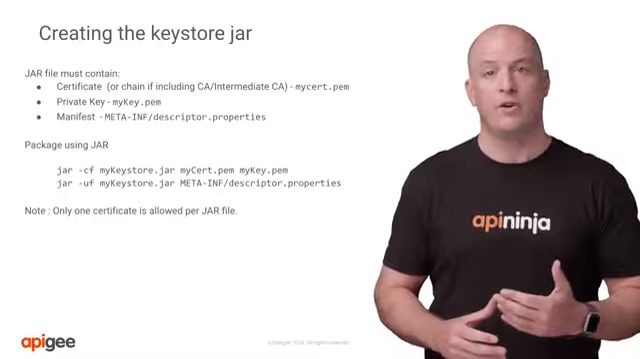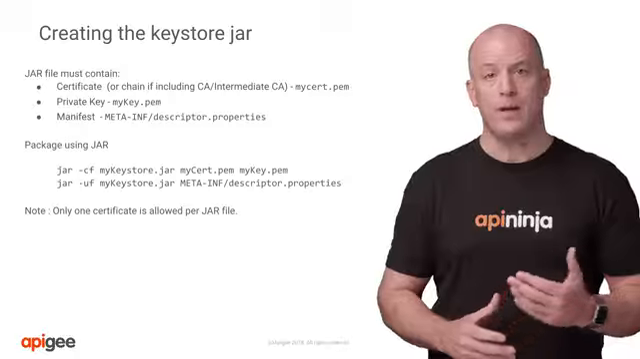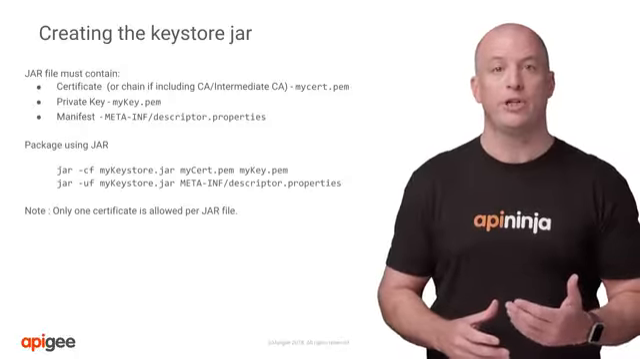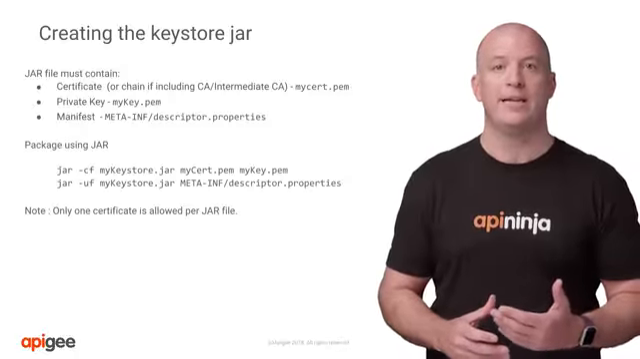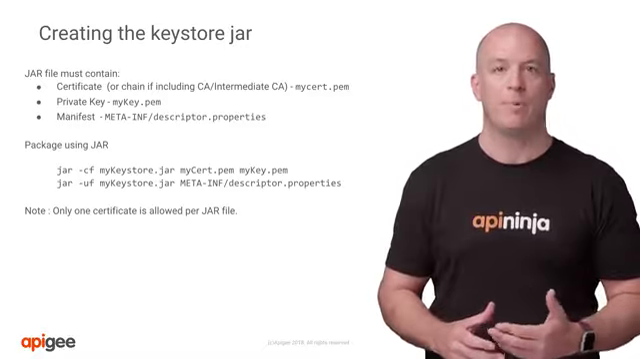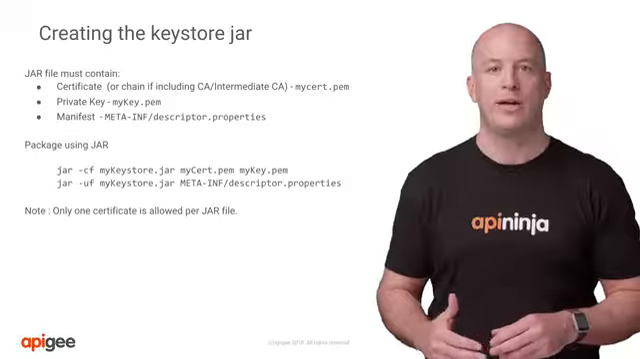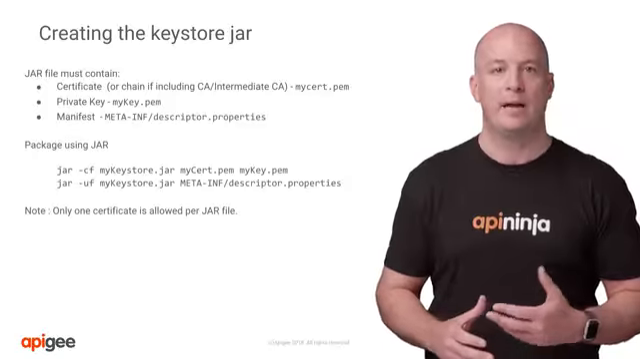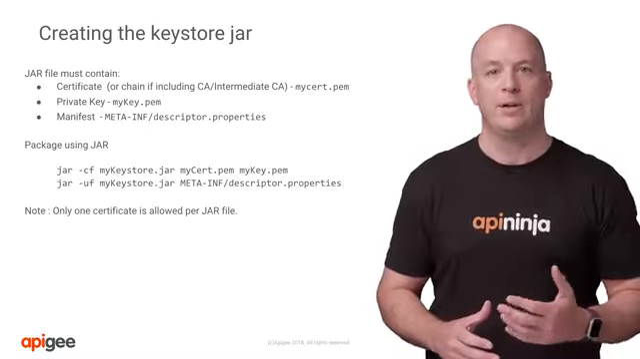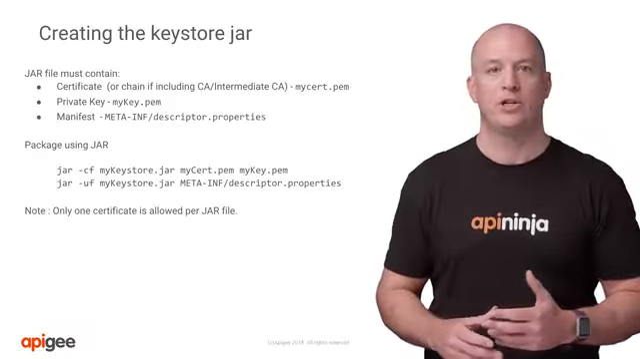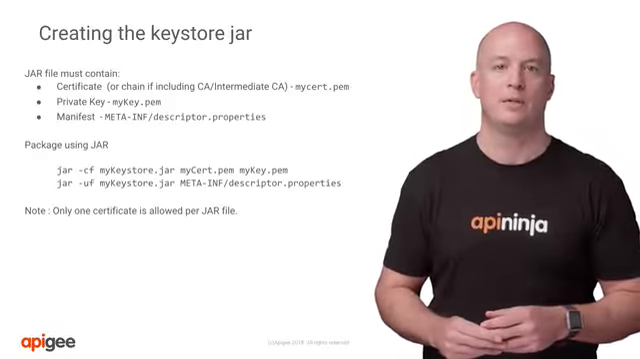To create the jar file, you need the following: a certificate, or a full certificate chain if you're including a CA or intermediate CA, in this example, mycert.pem, and the private key, in this example again, mykey.pem. Lastly, a manifest file. For this, create the META-INF directory and touch a file named descriptor.properties.